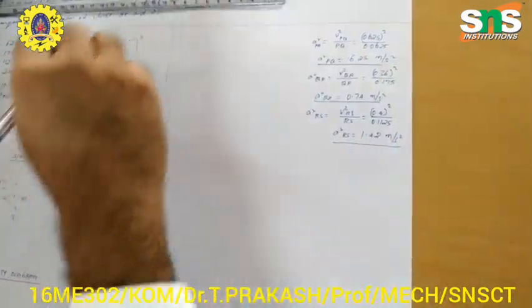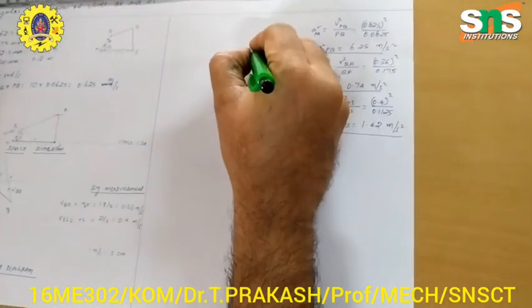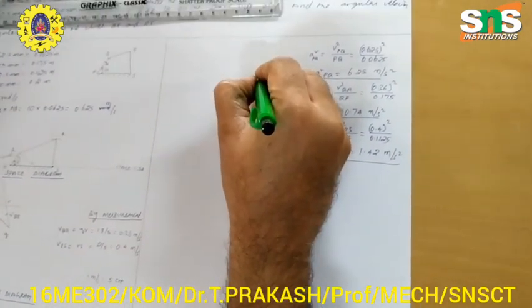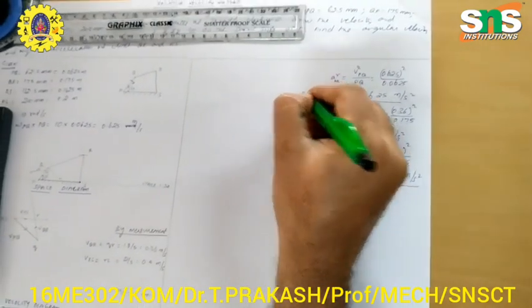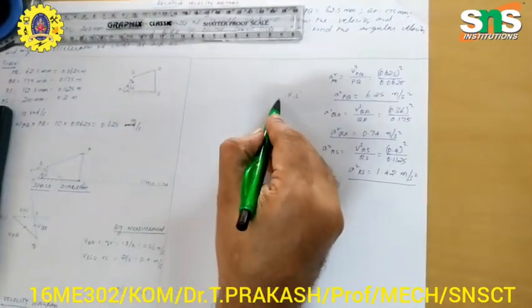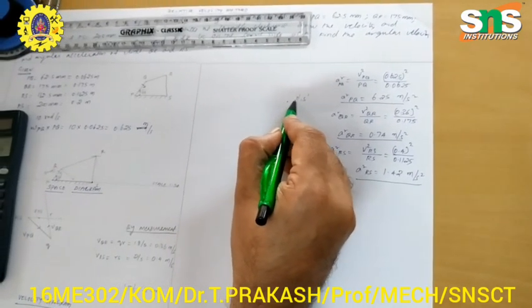Now we go for the acceleration diagram. You keep a fixed point for P dash, S dash. For the link PS, you keep a fixed point here, P dash and S dash. Mark the alphabets with the dash.